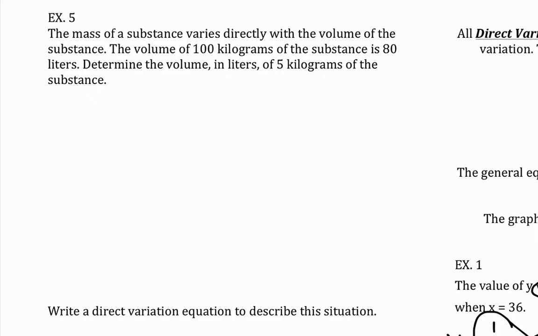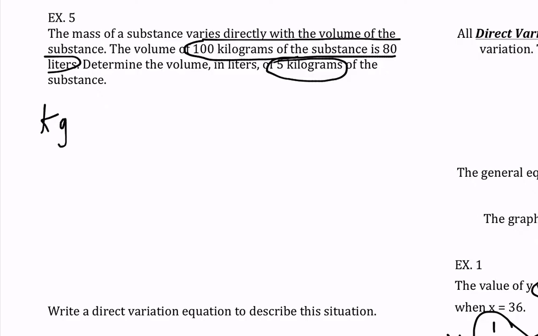Okay, it tells me the mass of a substance varies directly with the volume of the substance. The volume of 100 kilograms is 80 liters. It tells me to determine the volume in liters of 5 kilograms. Okay, remember, it doesn't matter what goes on top or bottom. I'm going to put kilograms on top, liters on bottom, and I'm going to set up my proportion.